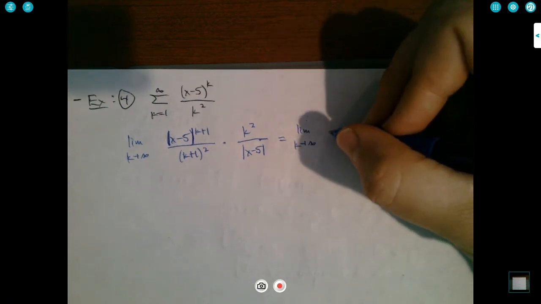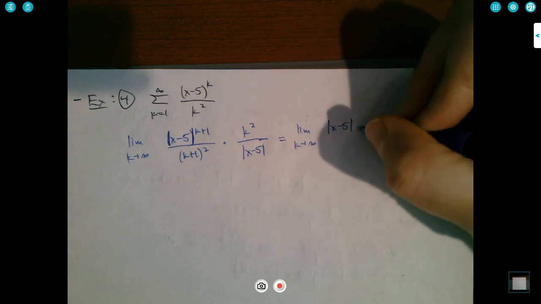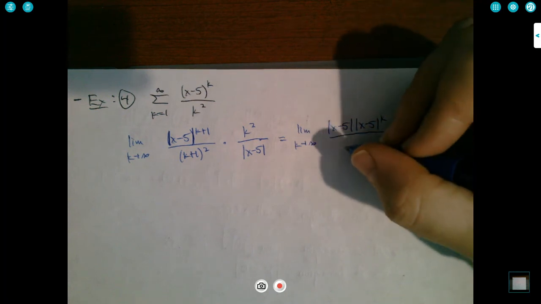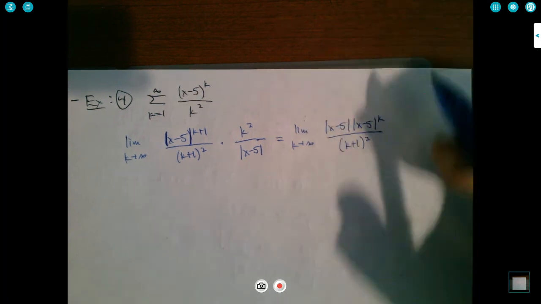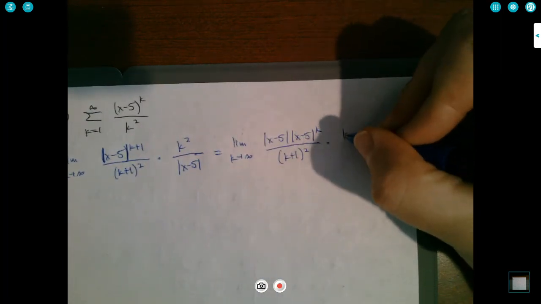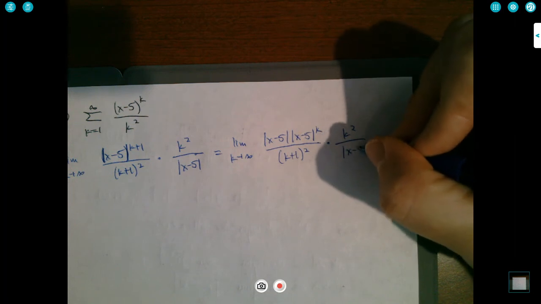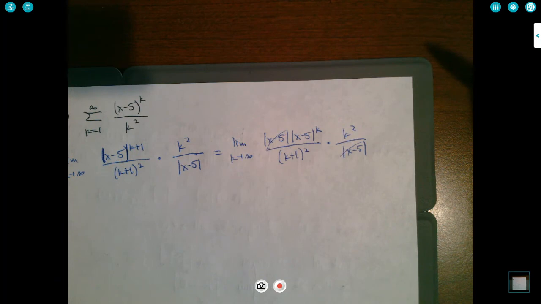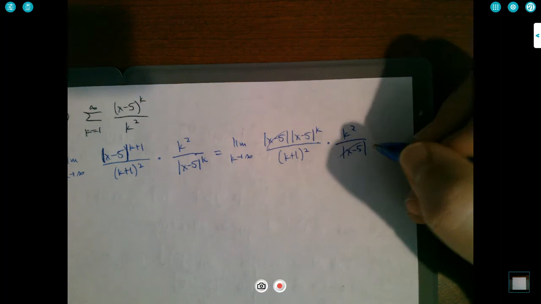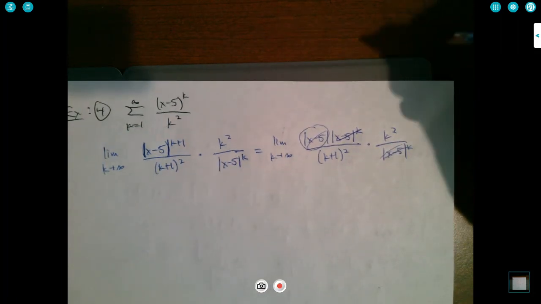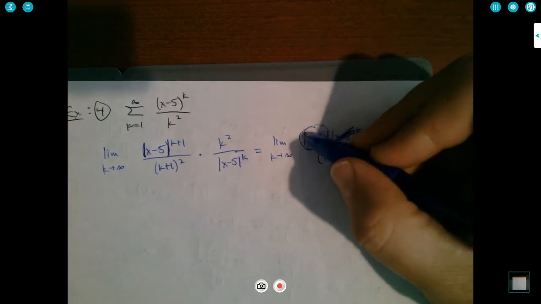We've got absolute value of x minus 5 times absolute value of x minus 5 to the k over k plus 1 squared. I'm not going to bother expanding that because it's not going to cancel with this thing, unfortunately. I love it when things cancel. Oh, no, this should be to the k, right? So actually, this cancels that and leaves that, which is better. So my apologies. These things are gone. This thing remains.